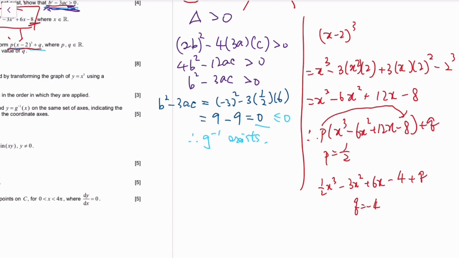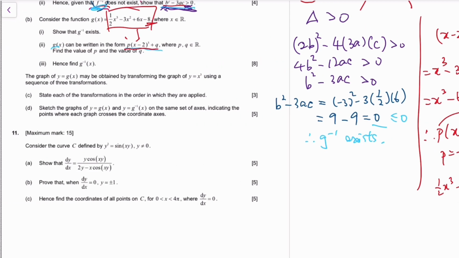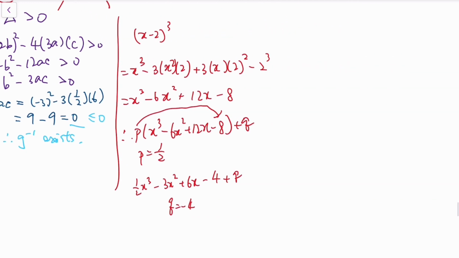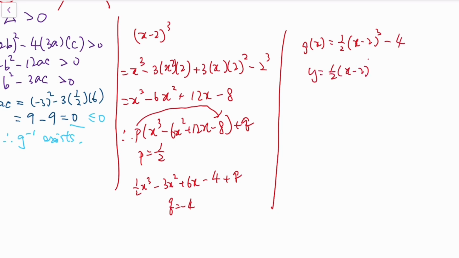Q is minus 4. Okay. Hence, find the inverse of G. So that shouldn't be hard now because of the huge hint they gave you, the fact that you need to complete the cube.